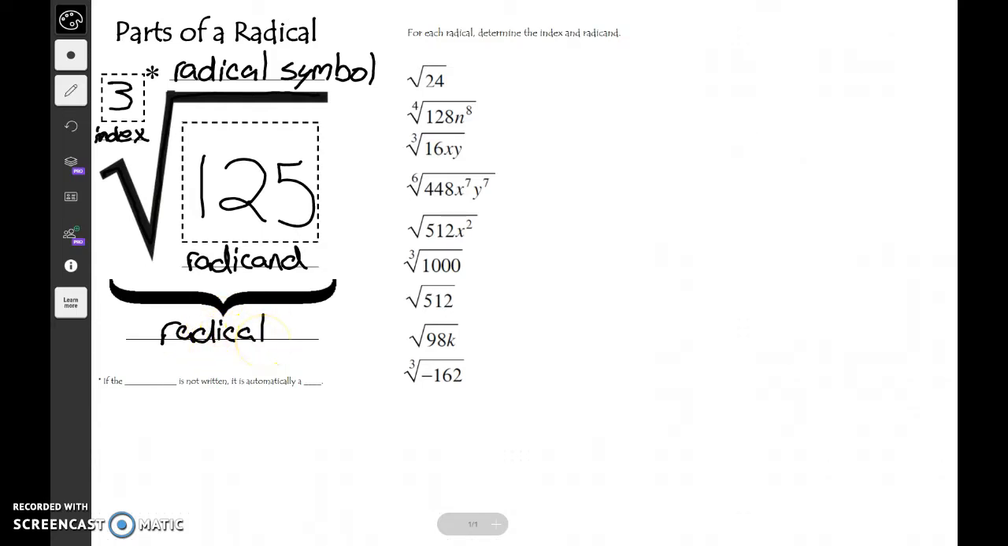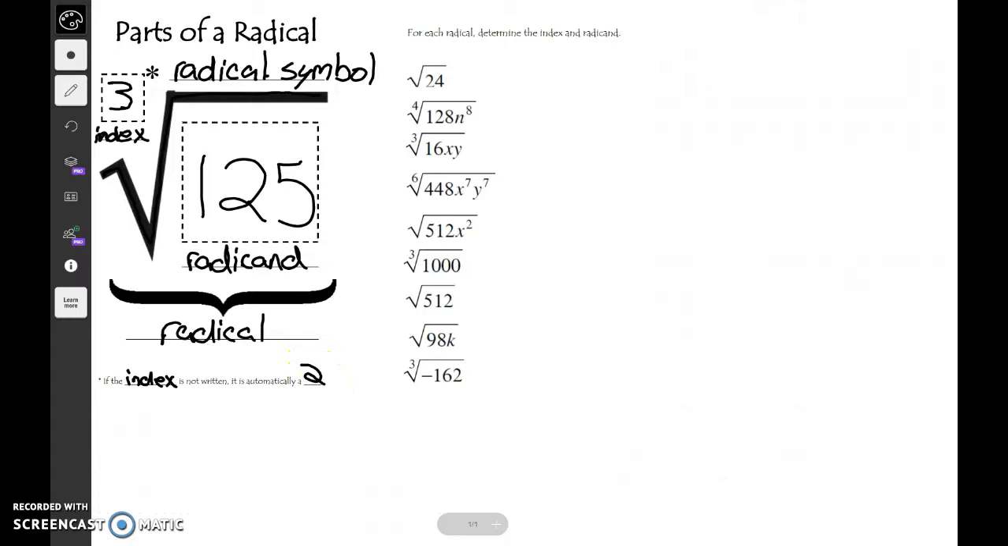So today when we talk about simplifying radicals, we mean that we're looking at everything you see up here on the board: the index, the radical symbol, and the radicand. We're taking all 3 of those things, which is known as the radical, and we're simply simplifying it down to its simplest form. Now, down here at the bottom it says, if the blank is not written, then it's automatically a blank. So we're going to write, if the index is not written, so if there's no index up here where we see this 3, then what that means is it's automatically a 2.